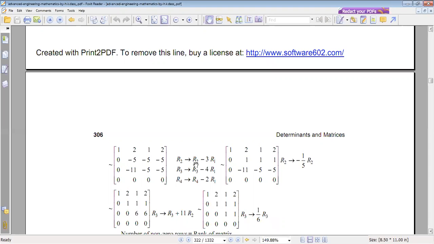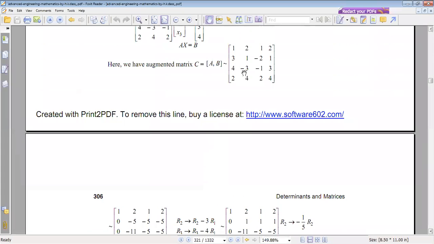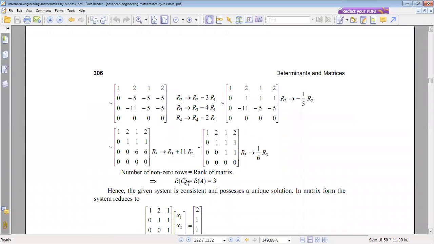Okay, see here, we make this one. Row 2 tends to row 2 minus 3 row 1. Again, row 3 tends to row 3 minus 4 row 1. Row 4 tends to row 4 minus 2 row 1. Okay, so after calculating this, we got this one. Row 4 minus 2 row 1 will be all equal to 0, because 2 minus 2 is 0. 4 minus 2 into 2, that means 4 minus 4, is also 0. Again, 2 minus 2 into 1 is also 0. Again, 4 minus 2 into 2, that means 4 minus 4, is also equal to 0.